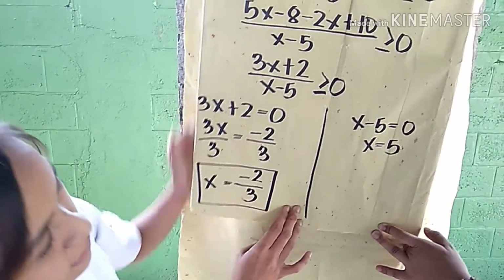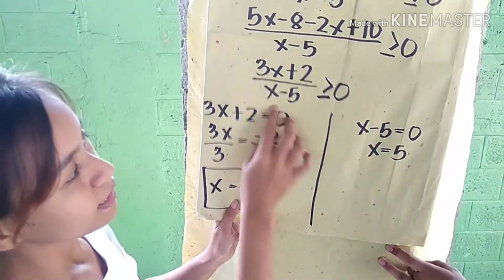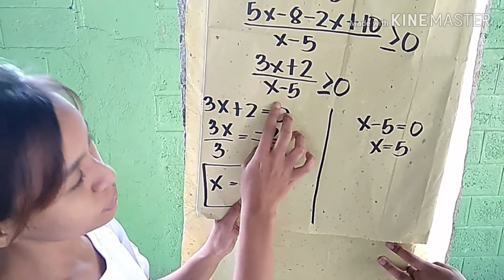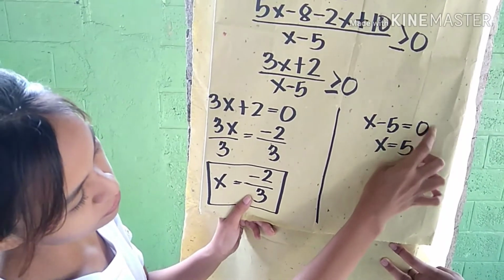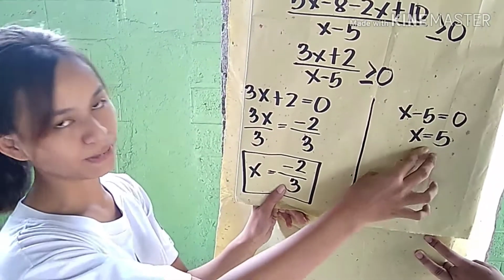And then the last is we have to equate the denominator, which is x minus 5. So x minus 5 equals 0. So x equals 5.